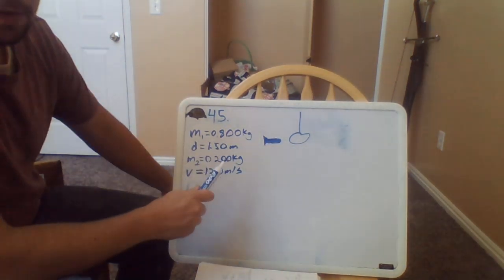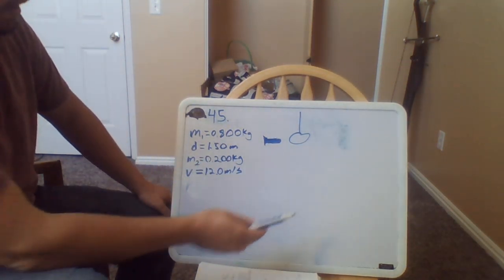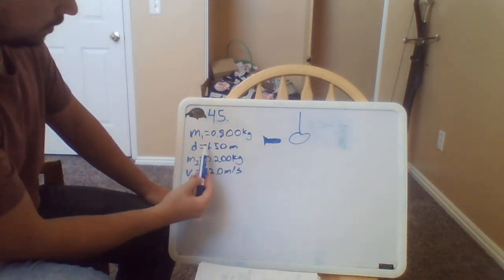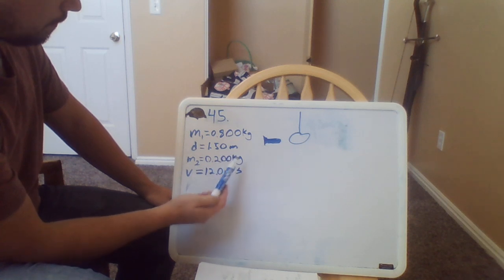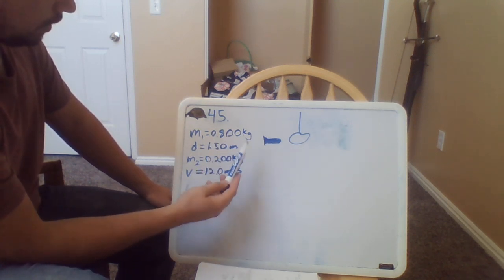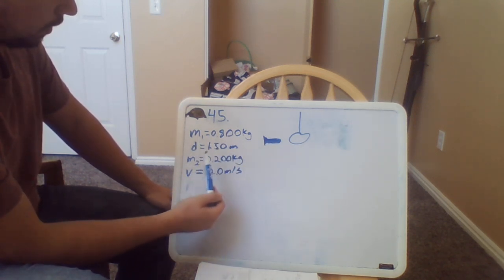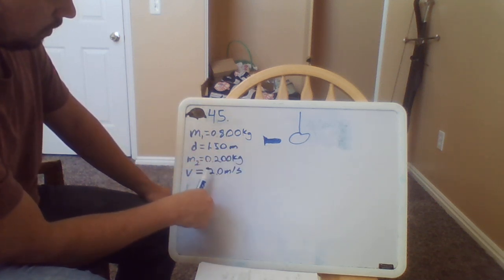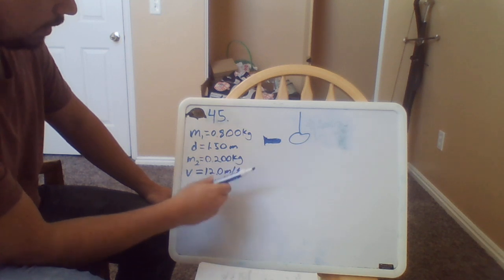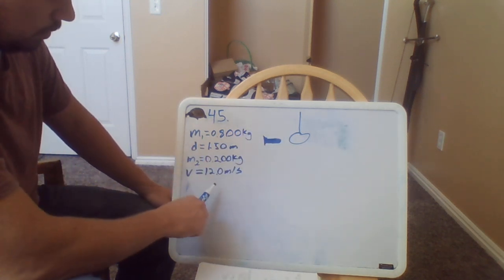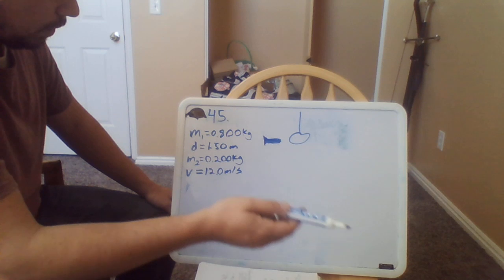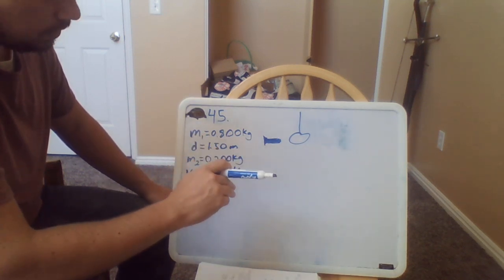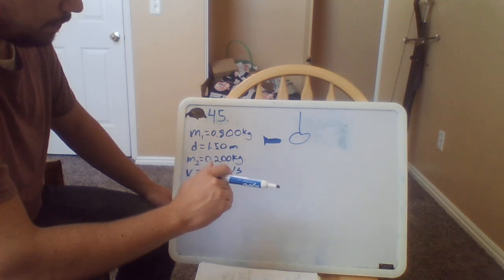Okay, this is problem 45 from chapter 8. We have an ornament hanging from a string that is 1.5 meters long. The ornament is 0.8 kilograms, and we have a missile shooting into the ornament that is 0.2 kilograms, hitting it at 12 meters per second. When the missile hits the ornament and is stuck in it, what is the tension in the string?